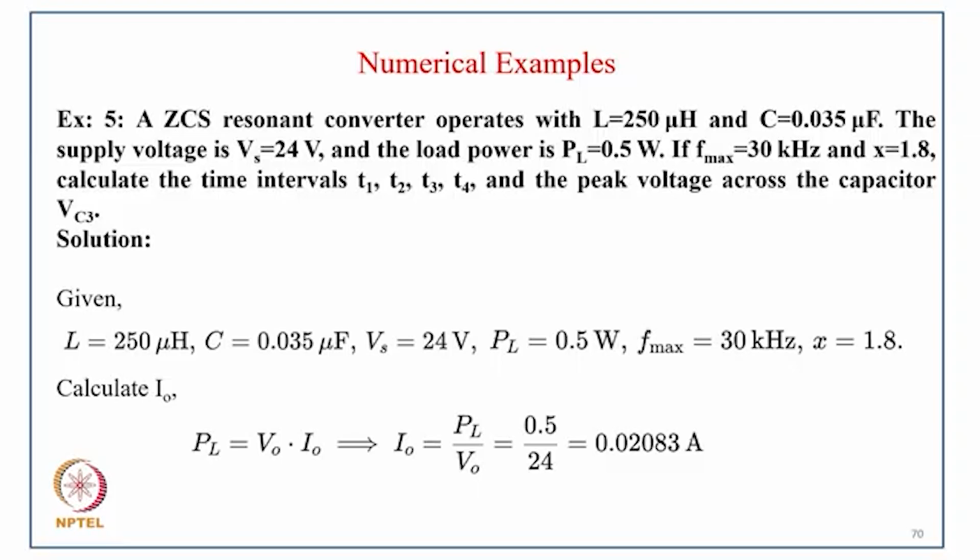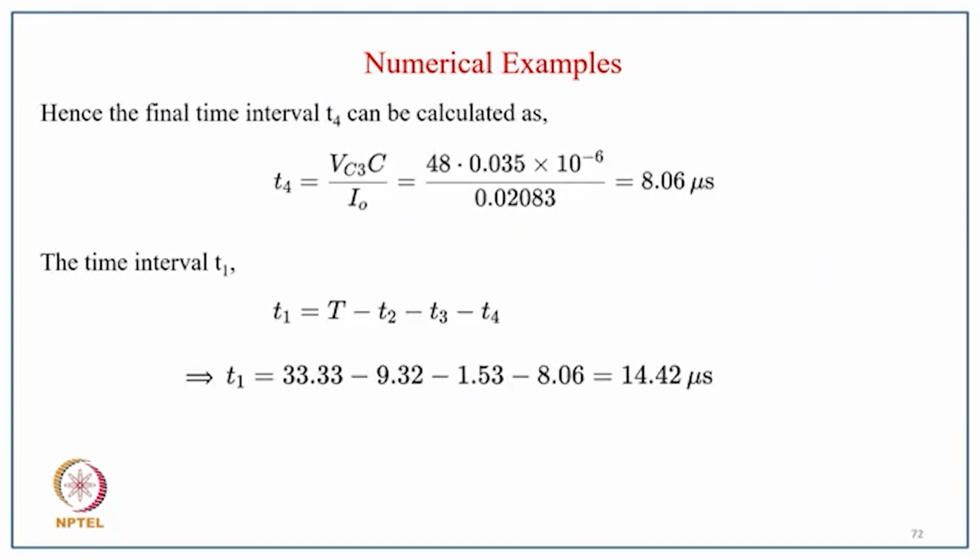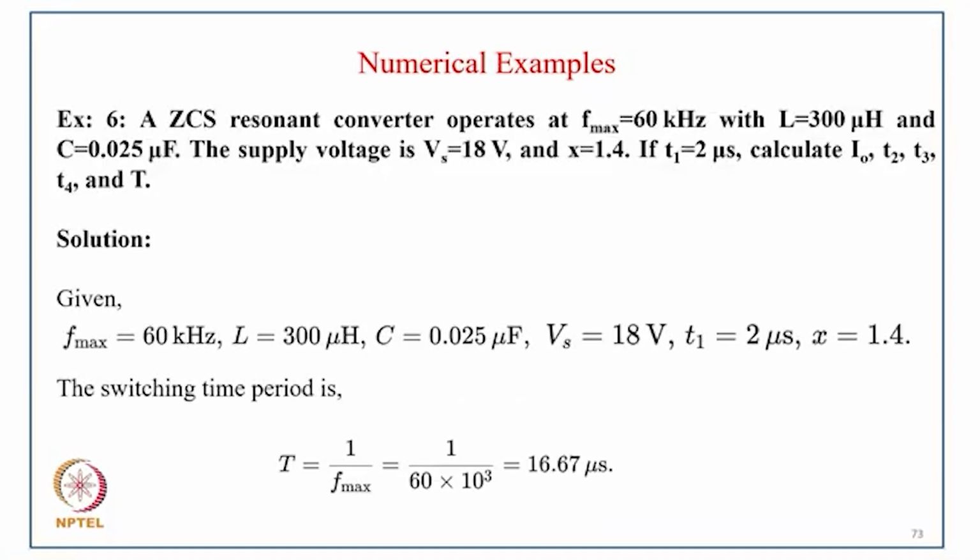So calculate I0 from power, we get PL upon V0, that comes 0.02083 ampere, and the switching period T equal to 1 upon F max, that comes 33.33 microsecond, and T2 is pi under root LC, it comes, putting value, 9.33 microsecond, and T3 comes under root LC sin inverse 1 upon X. So this T3 comes 1.53 microsecond, and VC3 is 2Vs, that is 48 volt, and T4 is equal to VC3 C upon I0. So putting value, it comes 8.06 microsecond, and time interval T1 equal to T minus T2 minus T3 minus T4. So T1 comes 44.42 microsecond.